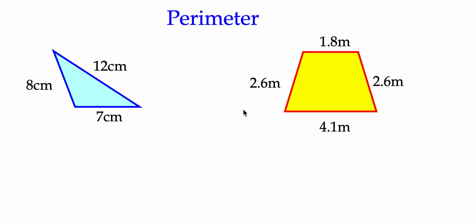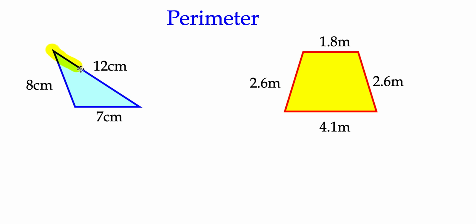Welcome to this wee tutorial on perimeter. We are looking at finding the perimeter of shapes at the moment, and in order to find the perimeter of a shape you need to know the distance or the length of each side, because we've already had a look at the fact that the perimeter of a shape is just the distance all the way around.